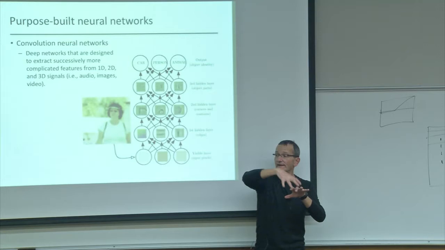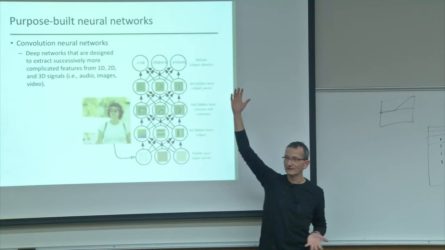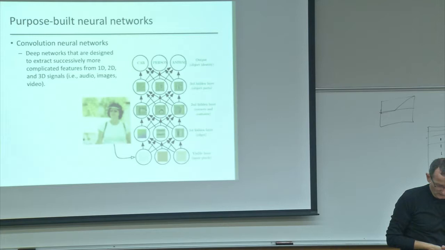Those are rationally designed neural networks. It's not like my vanilla neural network with arbitrary connections. But they have been very powerful for image recognition. And again, the primary reason for that is that I have tons of training data.